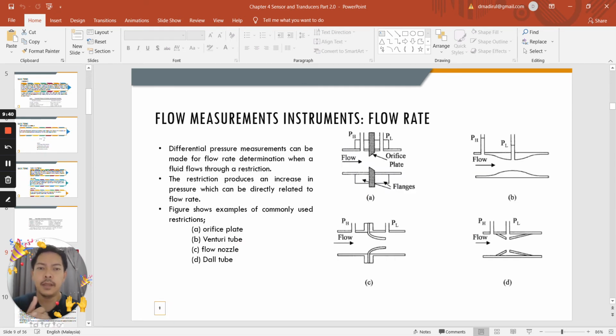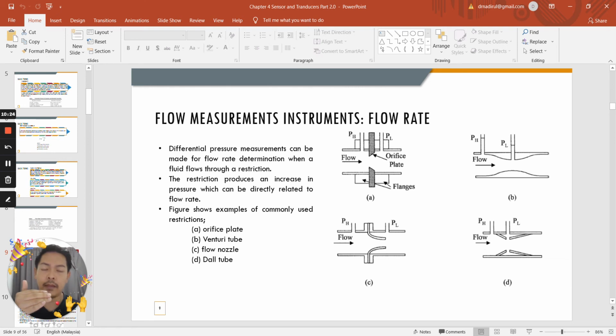Flow measurement instruments. Differential pressure measurement can be made for flow rate determination when a fluid flows through a restriction. The restriction produces an increase in pressure, which can be directly related to flow rate. So once the flow is moving from one point to another point, there will be a restriction, and this restriction will continuously produce an increase in pressure.